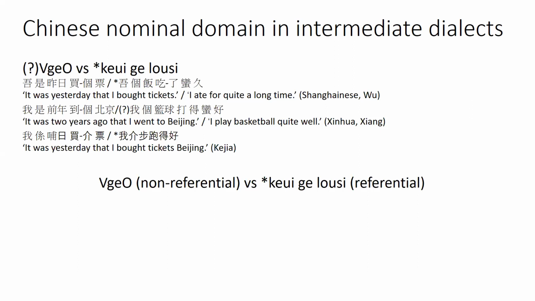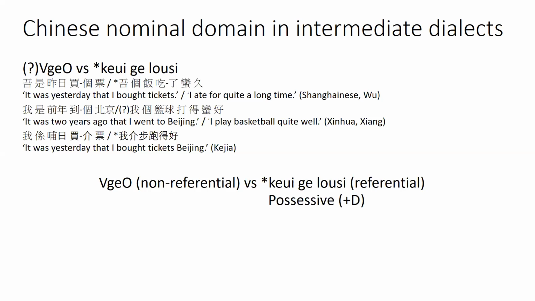So the difference between VGO and the activity nominal is that in VGO, the nominal phrase that is the complement of the copula tends to be non-referential. So 買嘅票, 到嘅北京, 買嘅票, etc. These are originally relative clauses, and here they don't seem to denote a specific or definite object. Contrast this with activity nominals in subject position: 我嘅籃球, 我嘅ball, etc. These are referential. They are formally possessives.